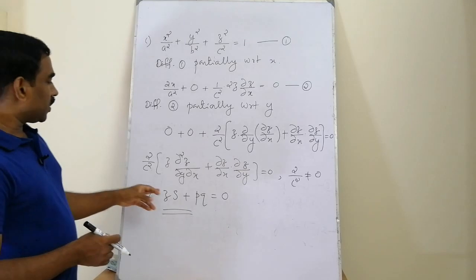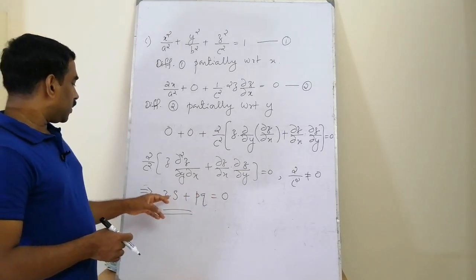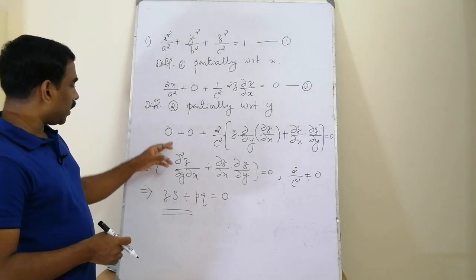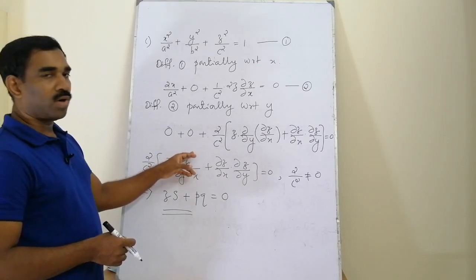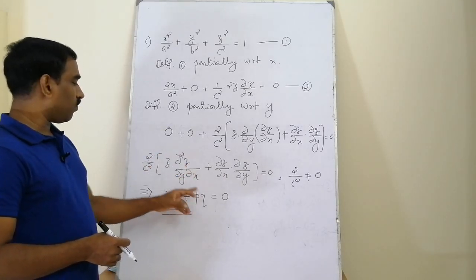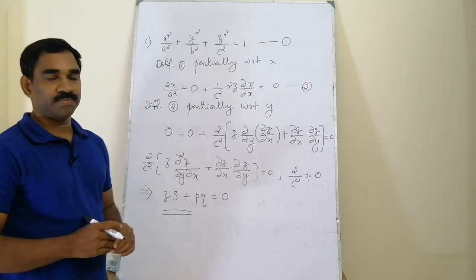Now see, what is the order of this differential equation? This differential equation has the highest order derivative as second order, and this second order derivative has power 1. So this is a second order first degree differential equation.